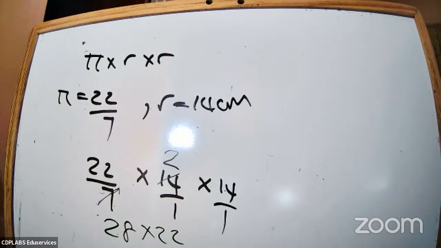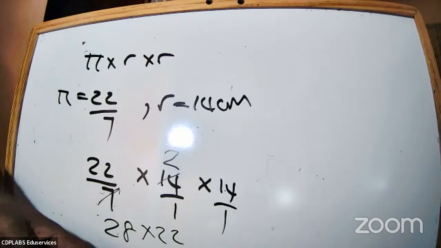616, sir. How much? 616. Make sure you're correct, you know. 616 square centimeters. How much did you get? 616. Yeah, that gets 616, same thing. All right, good. We are both correct. 616.